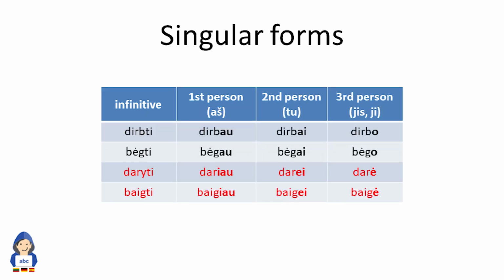When we know that the verb has o conjugation, for example, dirbo, he worked, or she worked, then first and second person will have the following patterns. Aš dirbau, tu dirbai. The same applies to another verb. Aš bėgau, tu bėgai. Jis bėgo. The pattern of the other conjugation, e, is a bit different. It's a bit softer. So jis darė, he did something. Aš dariau, tu darei. The same with the word aš baigiau, tu baigei, jis, ji baigė.